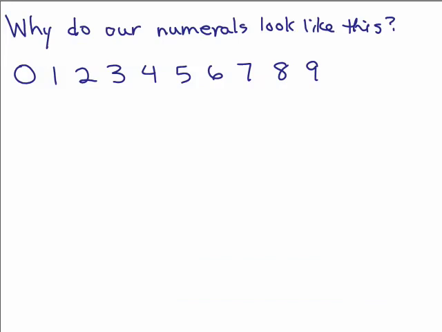Have you ever wondered why our numerals look the way they do? I've written out the way I write the 10 digits, which are also called numerals in our Hindu Arabic system. And there's some variation here. I'm sure you've seen people write fours differently, or sixes differently, or eights differently, nines, etc., twos. But they all originated from what is called the Hindu Arabic system.